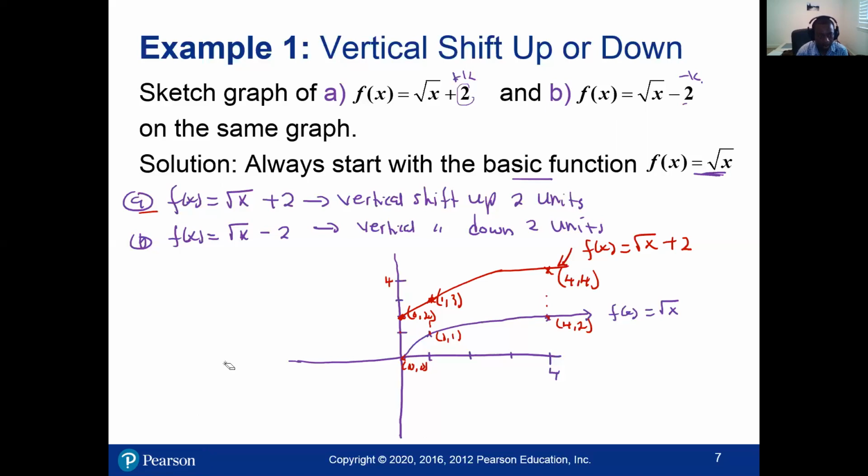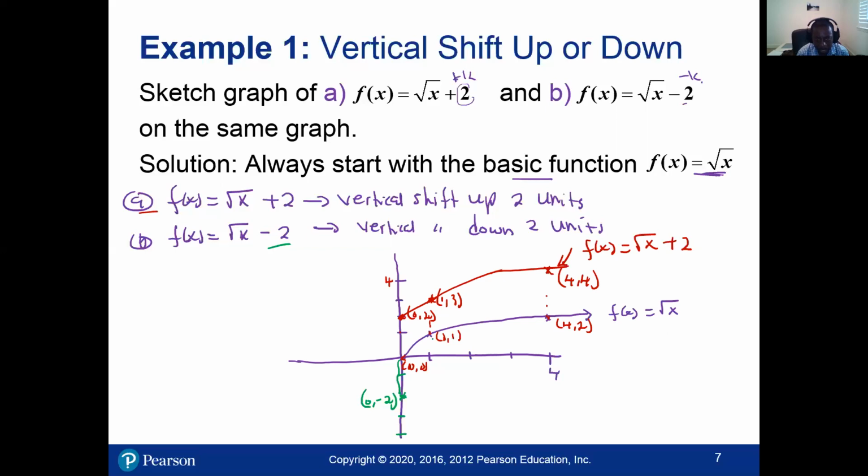Now, for the second part, part B, I'll use a different color, say green. Now, this time we go down. This is -1, -2, -3, and -4. So the point 0, 0 moves down 1, 2, and comes to 0, -2, because we are moving the original f of x equal to square root of x down 2 units.